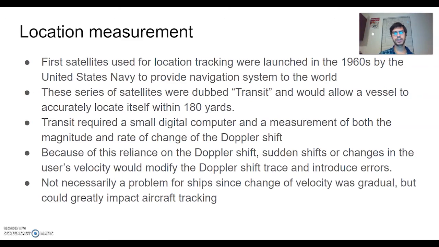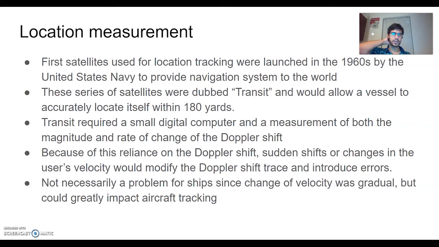The first satellites were launched in the 1960s, and these were called the Transit system. And they were pretty good, and they would allow a vessel to accurately locate itself within 180 yards. Transit required a small digital computer to do computations and also a measurement of both the magnitude and the rate of change of the Doppler shift. And this was great for most ships because the Doppler shift wouldn't be that great.